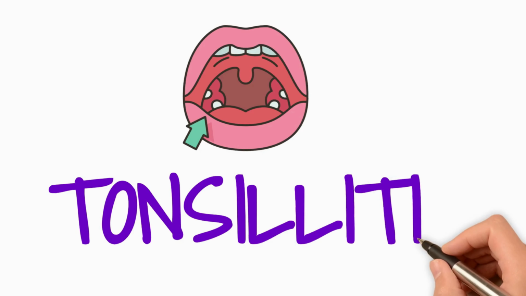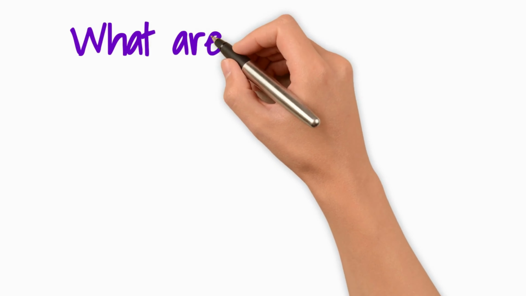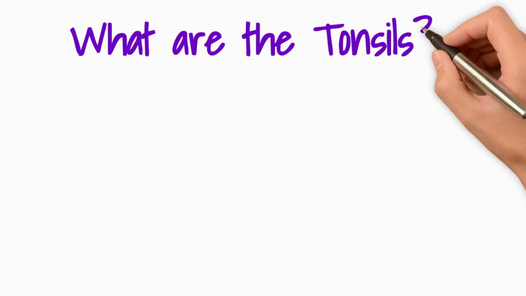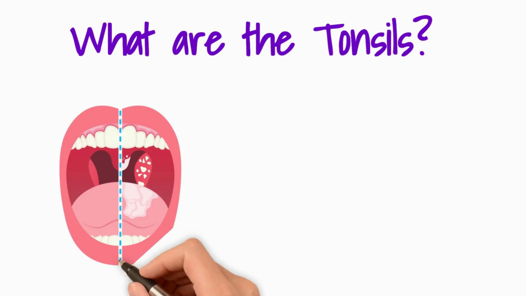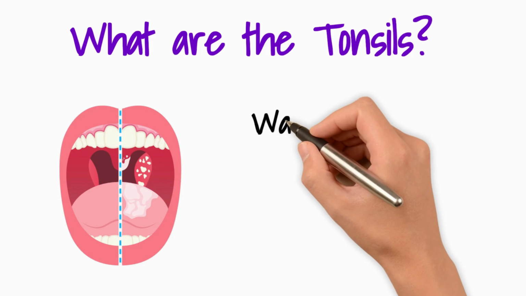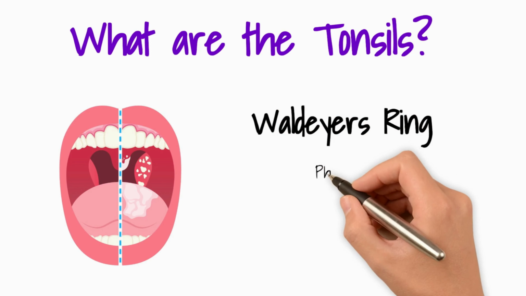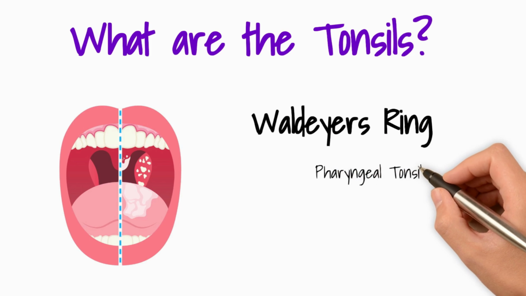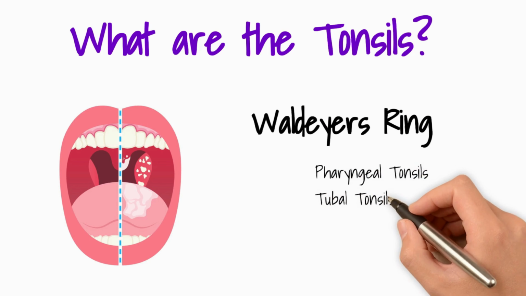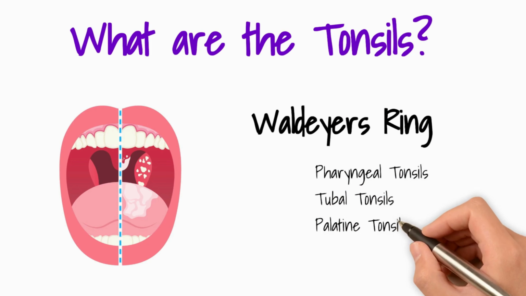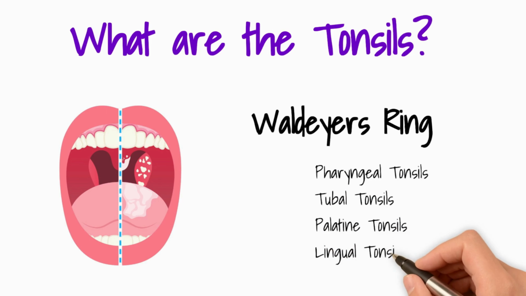So firstly, what are the tonsils? The tonsils are not just the areas we can see at the back of the throat. They are a set of lymphoid organs which are known as Waldeyer's tonsillar ring. They consist of the two pharyngeal tonsils, which are also called the adenoids, two tubal tonsils, two palatine tonsils, which most people are familiar with, and the lingual tonsils.